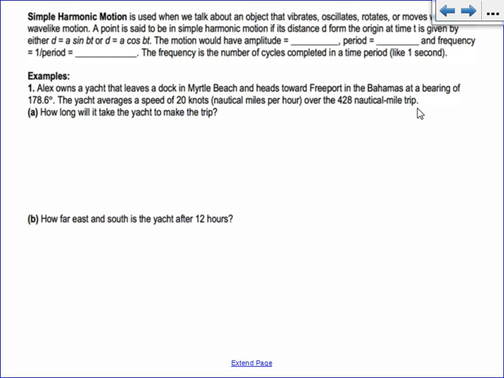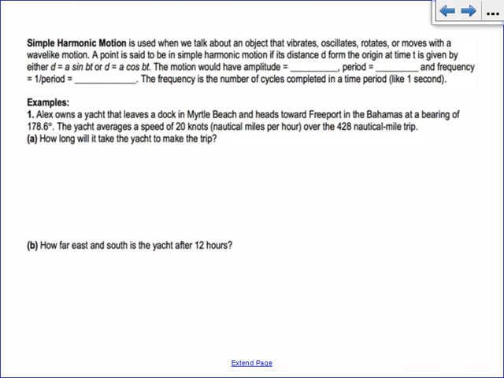All right, so simple harmonic motion. Simple harmonic motion is used for those sinusoidal functions that we talked about, like sine and cosine. So it's going to be used when we talk about something that vibrates, oscillates, rotates, or moves with a wave-like motion. So a point is said to be in simple harmonic motion if its distance d from the origin at time t is given by either d equals a times sine of bt or d equals a times cosine of bt.